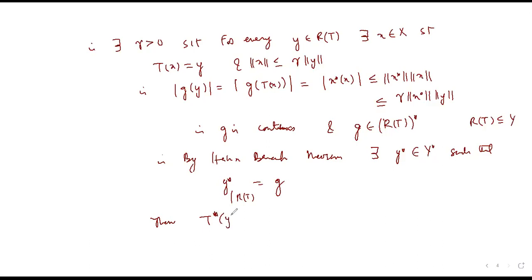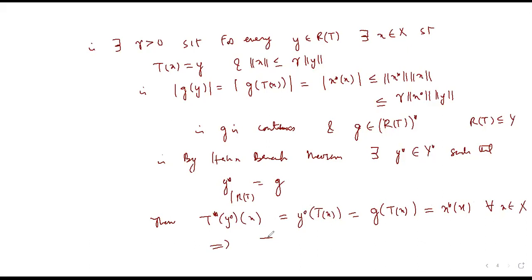T star, Y star applied to X. Now this is by definition of the conjugate, it is Y star of T of X. But when Y star is restricted to the range, it becomes G of Tx. So then it is by definition X star at X. Now this is true for all X belonging to X, which implies that T star at Y star is equal to X star. So that is, I can say X star belongs to the range of T star.